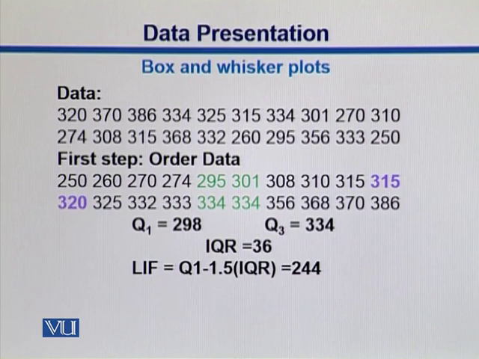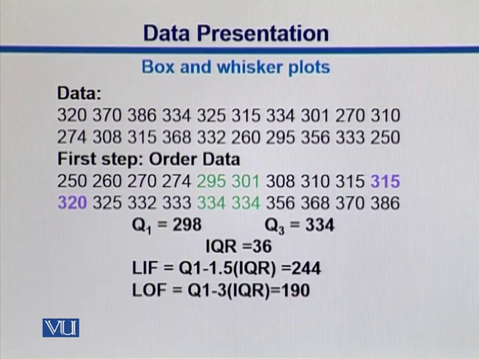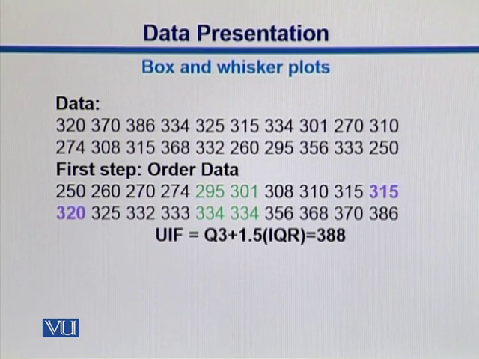So it's a number that comes to 244. We define another fence. We call it the lower outer fence. That is Q1 minus 3 IQR, 190 in this case. Same way we define the upper fences.